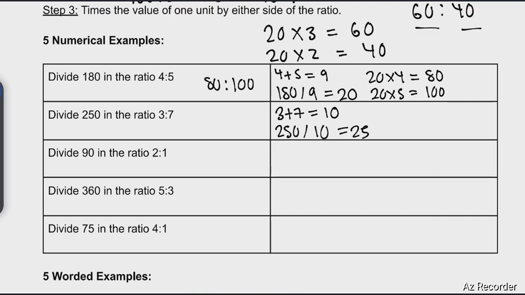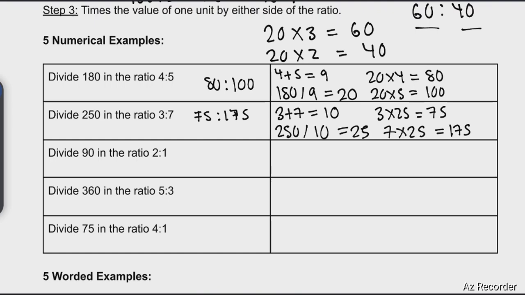And then we want to times that 1 unit by either side of the ratio. On the left-hand side, we have 3 times 25, which is equal to 75. And on the right-hand side, we have 7 times 25, which is equal to 175. So by dividing 250 into the ratio of 3:7, we have 75 to 175. Okay, so let's continue.